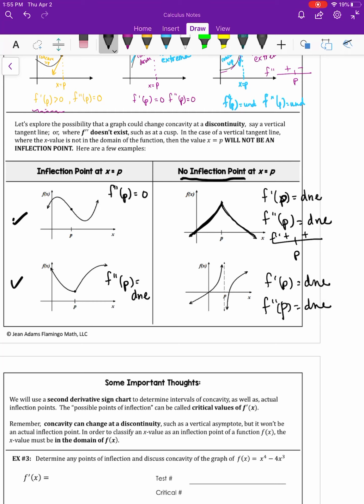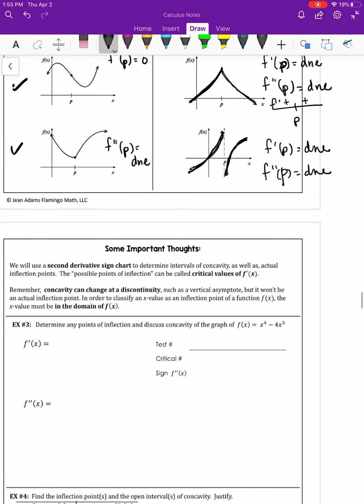So even though it goes from being concave up to concave down here, it would not be considered a point of inflection because it's not even a point. It is a vertical asymptote. So your concavity changes, but it's not at a point, okay?